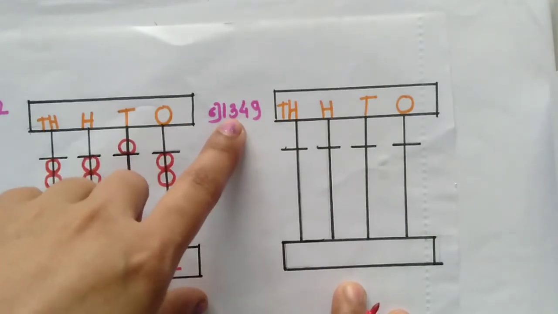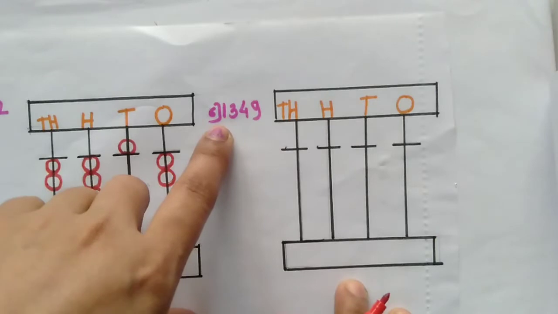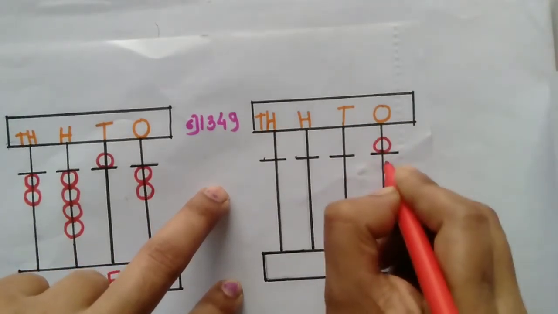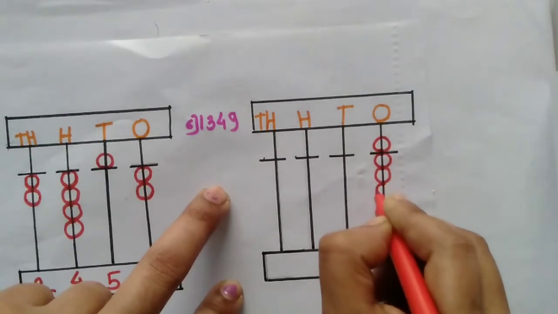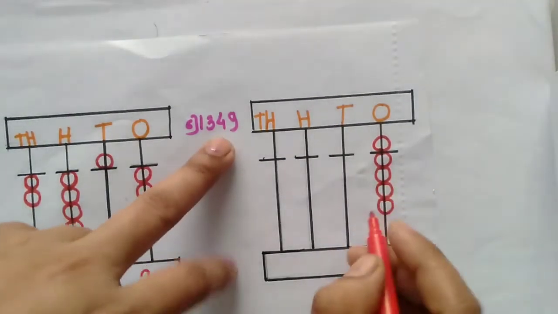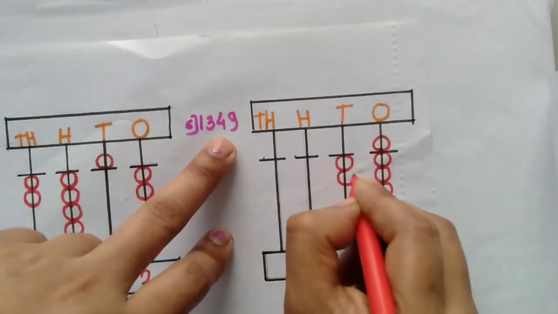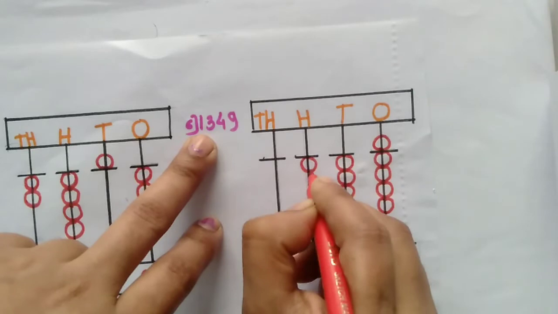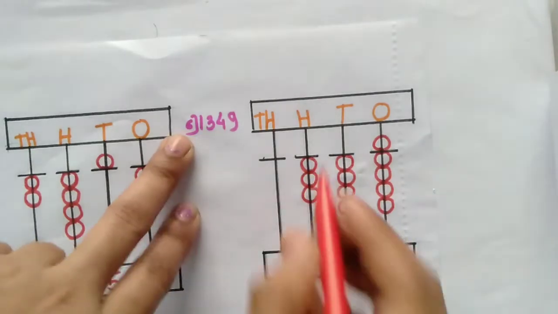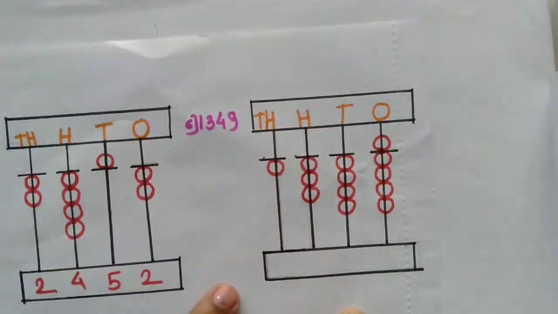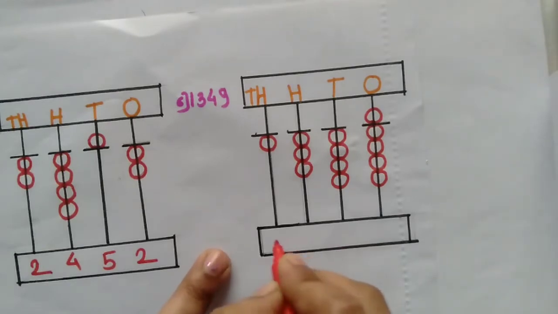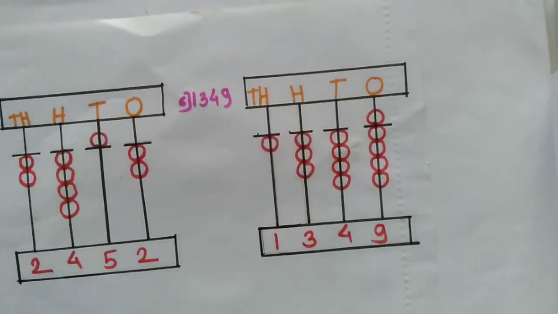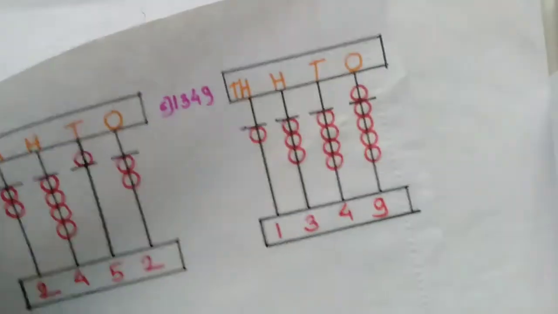Now let us understand with another example, 1349. Here 9 is in the 1's place, 4 is in the 10's place, 3 is in the 100's place and 1 is in the 1000's place. So draw 9 beads on the 1's rod. This is 5, 6, 7, 8 and 9. On the 10's rod there are 4 beads. This is 1, 2, 3 and 4. On the 100's rod there are 3 beads, that is 3 lower beads. This is 3. And on the 1000's rod there is only 1 bead. So the value of these beads is 1349.